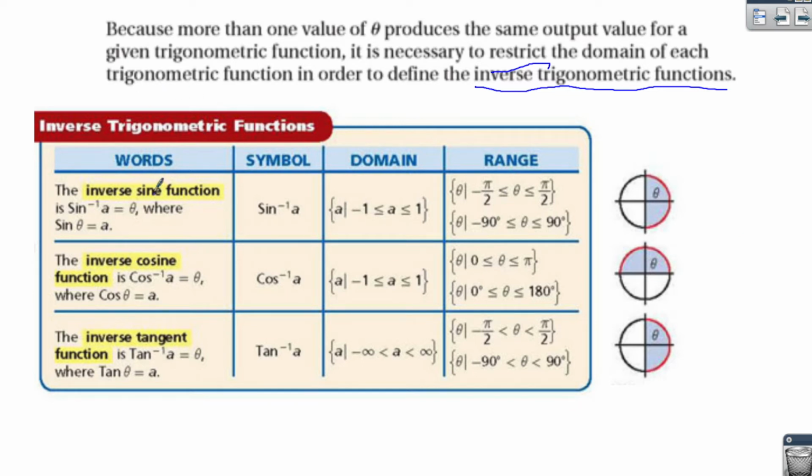Okay, so take a look. In order to show an inverse function, notice how in the past we used a lowercase letter to show the function or the relation. Now we're going to be very specific. We're going to use an uppercase letter. Notice how sine here, the S is an uppercase letter, as are cosine and tangent.